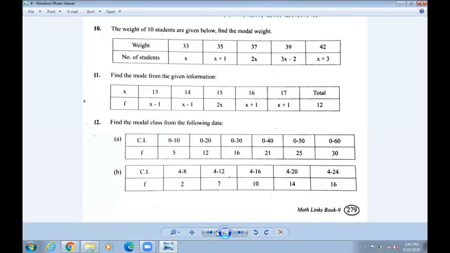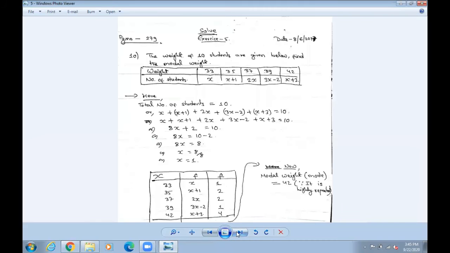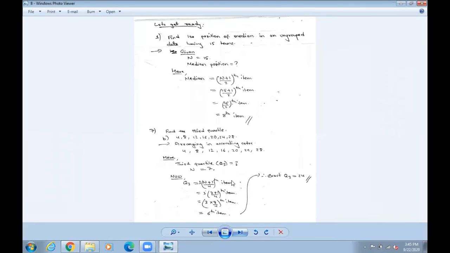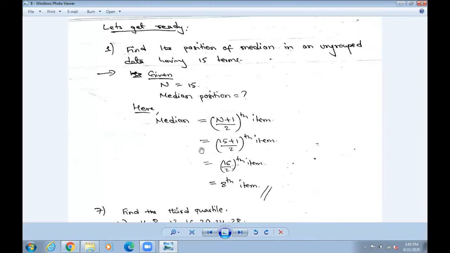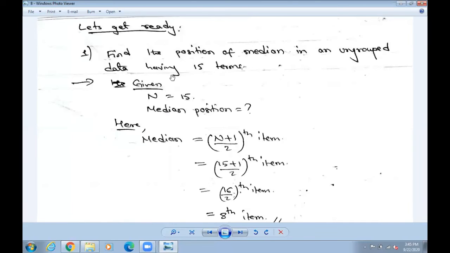Okay, so let us see how we have done it. So see here. Find the position of the median in an ungrouped data. Having 15 terms, that means this is n, so n is 15. You need to find out the position of median. That means median position equals question mark. Median position means the position of median that we need to find out.